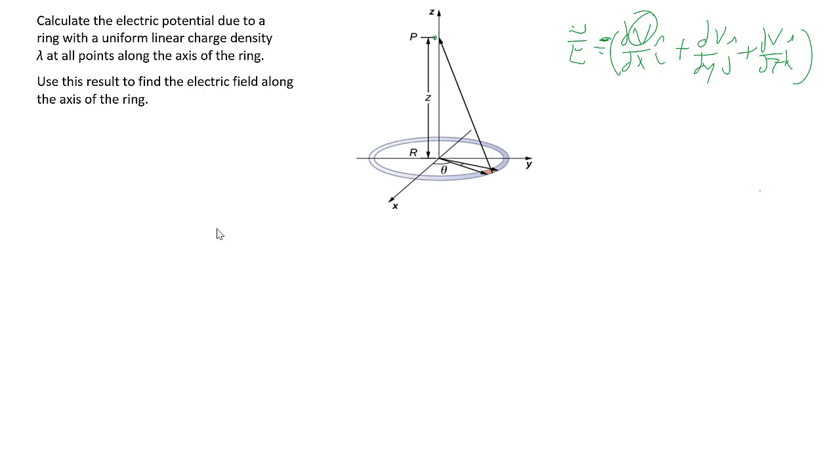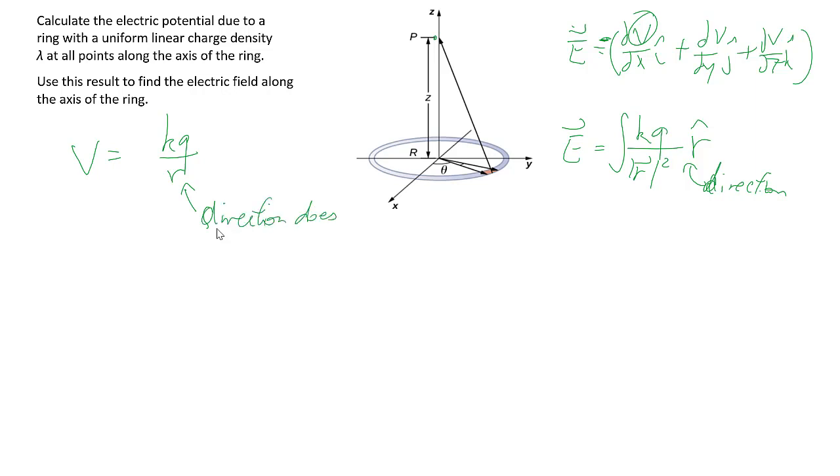For a distributed charge distribution, in this case a ring, we would cut it up into many point charges, and for each point charge we would have this term, which, because electric field includes the effects of the direction, may make things sometimes messy. We do a very similar thing with potential. For a point charge, the potential is given by kq over r, but this r here has no direction. Direction does not matter.